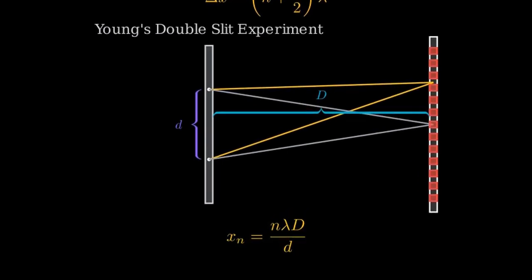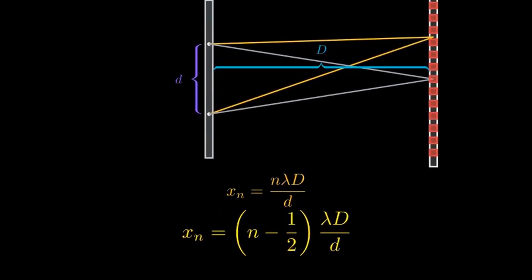Fringe width beta is the spacing between consecutive bright or dark fringes. Beta equals lambda D by d.